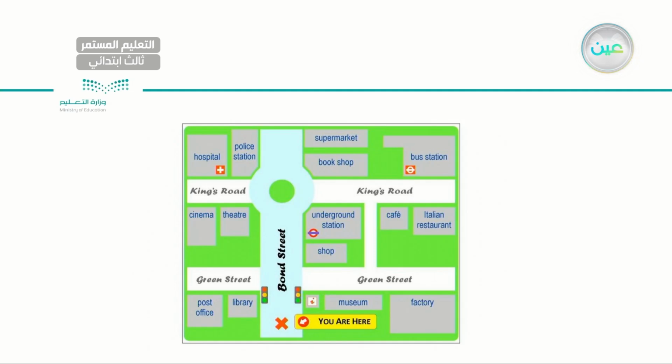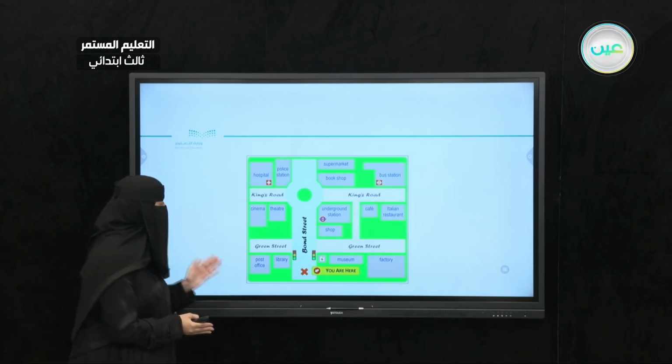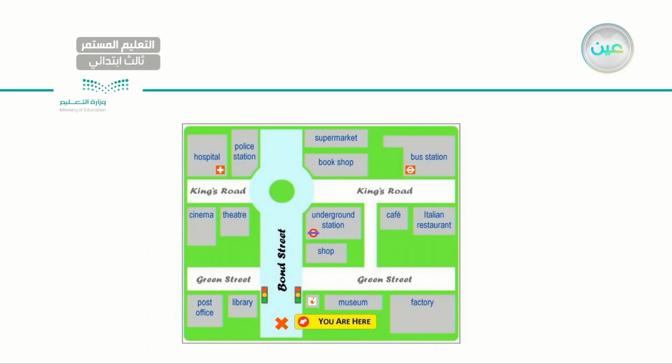Now, here is a simple map, my dear student. As you can see, I have so many buildings here in the map. And I have, let's say, 3 main streets. Now, I need you to help me out because I try to put the place where you're at. You are here. Now, help me out to get to the cafe, for example. How can I get to the cafe, my dear student? First, try to find the cafe here. Let's read the names of the roads or the streets first. I have the Green Street, King's Road, and Bond Street.